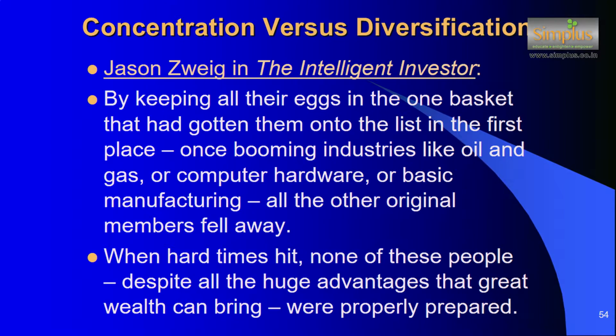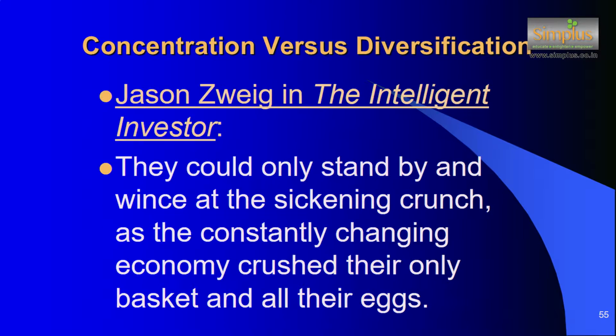By keeping all their eggs in one basket that had gotten them onto the list in the first place, once booming industries like oil and gas or computer hardware or basic manufacturing, all the other original members fell away. They remained only on that. When hard times hit, none of these people, despite all the huge advantages that great wealth can bring, were properly prepared. They could only stand by and wince at the sickening crunch as the constantly changing economy crushed their only basket and all their eggs.